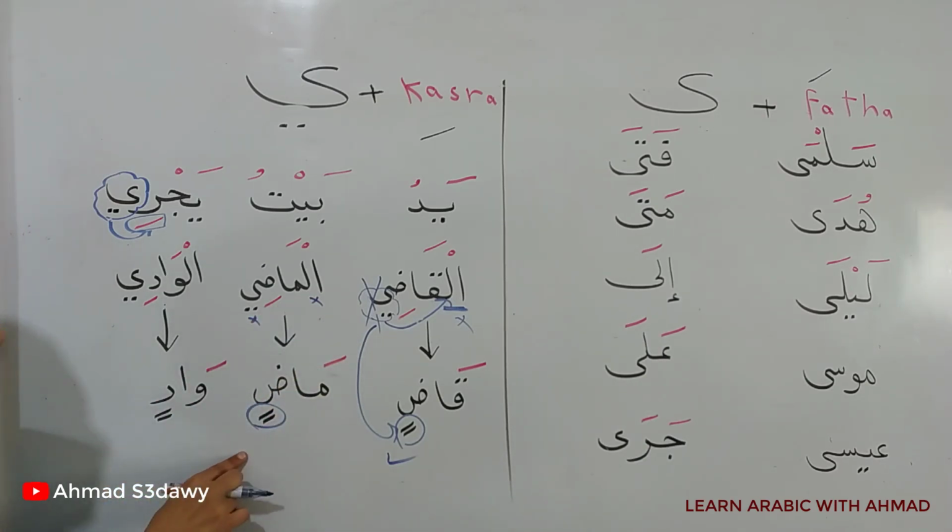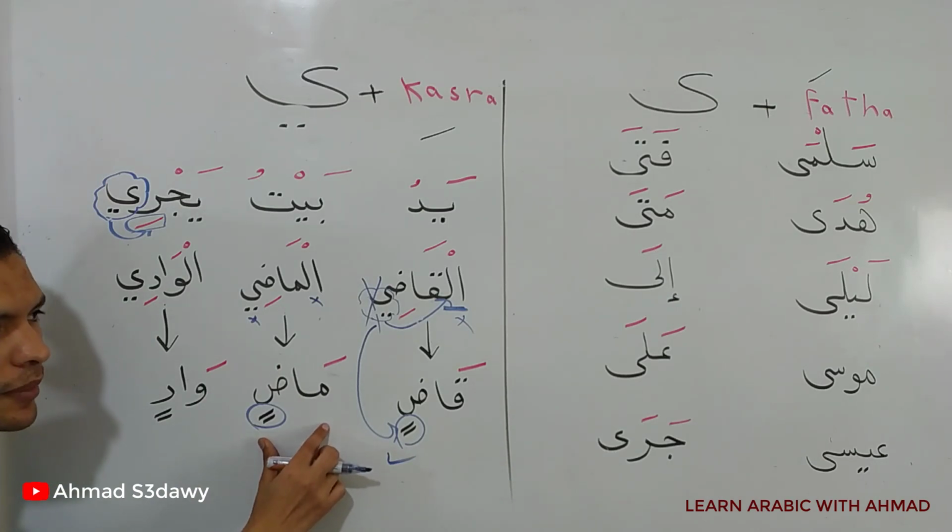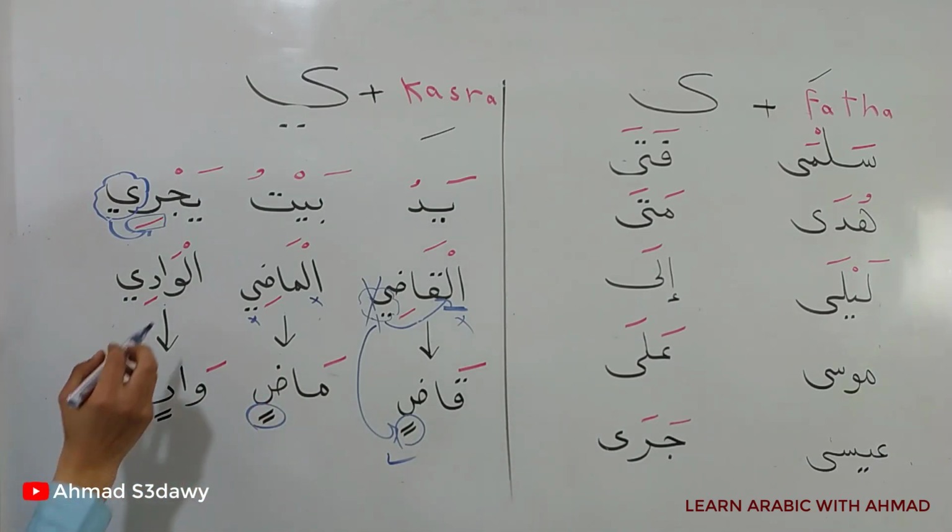Al-madi, madin. Here with alif and lam, here without alif and lam. Same goes with this word. By the way, al-madi means like the past. Madin, like a past, without alif and lam, indefinite.